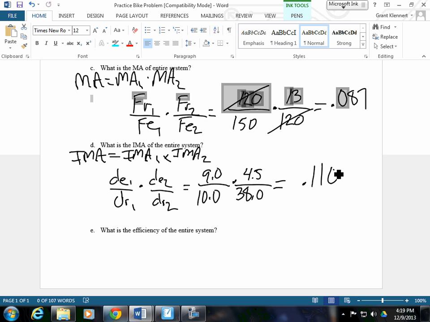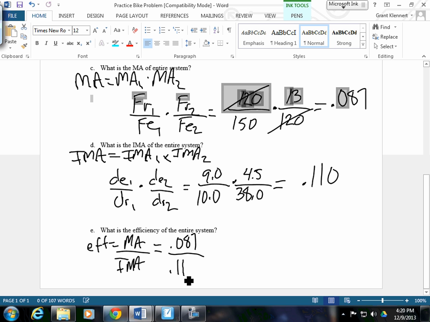So we figured out the FR and FE that we didn't have. We figured out our MA, and we figured out our IMA, our ideal mechanical advantage. Our last step is to find the efficiency of the entire system. Remember, efficiency is equal to MA over IMA. We already figured out MA in part C. MA was 0.087. IMA was 0.11. 0.087 divided by 0.11 gives us 0.790, or 79.0%.